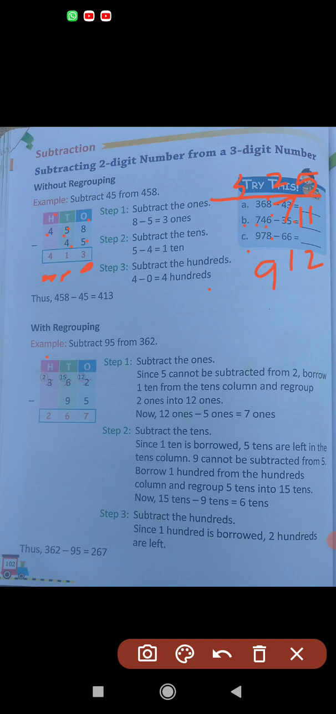Okay, so we were learning subtraction 2-digit number from a 3-digit number without regrouping, and now we will see 2-digit number from 3-digit number subtraction with regrouping. Example, subtract 95 from 362. First write 362, then 95 in correct columns.